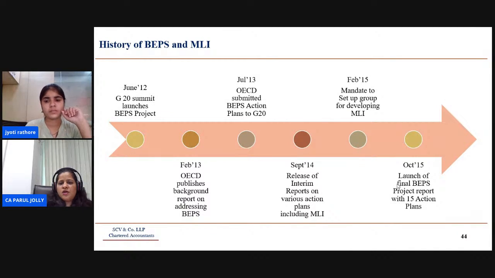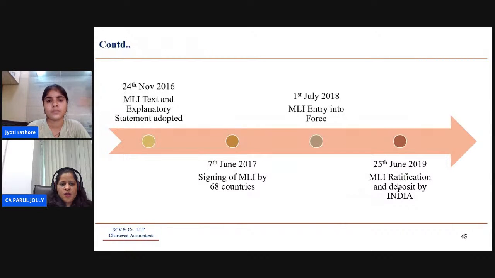So there was a mandate given to this group for developing this MLI, and there was a launch of the final BEPS project report with 15 action plans in 2015. The MLI text and explanatory statement was adopted in 2016, and there was this historic day, 7 June 2017, when 68 countries, including India, signed the MLI.